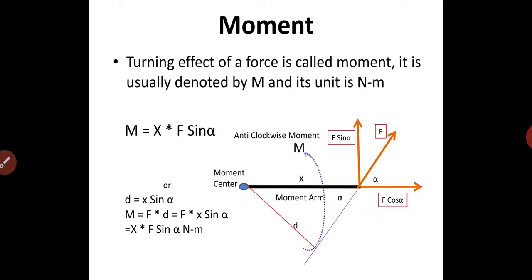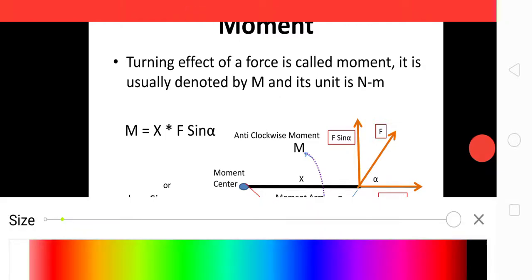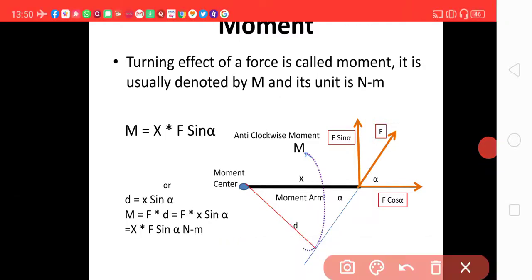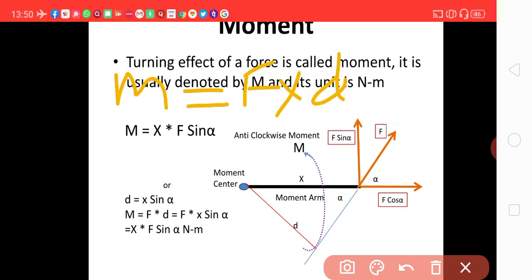First, moment. The turning effect of a force is called moment. Mathematically, moment M is equal to force into perpendicular distance. Hence, its unit becomes Newton meter.